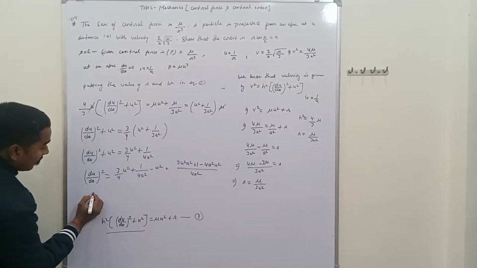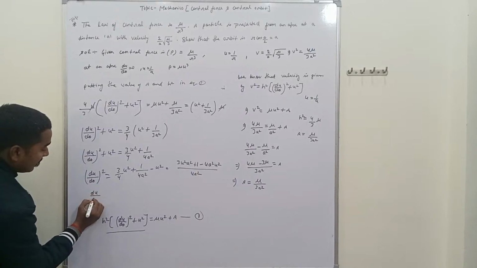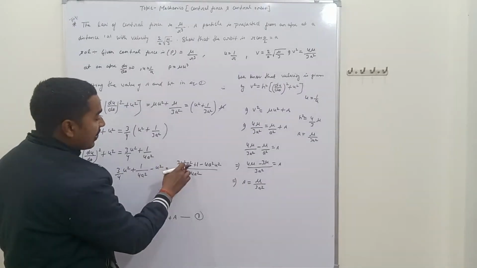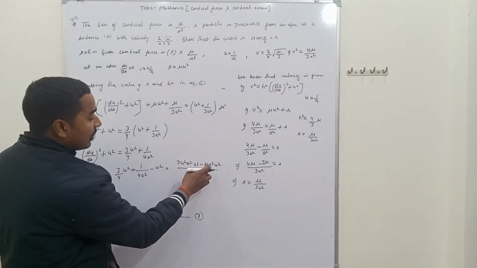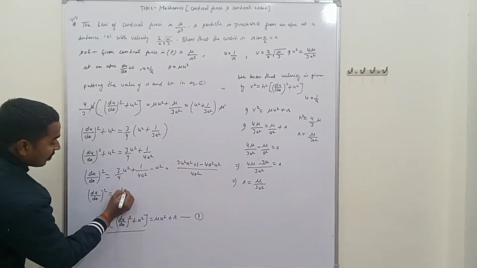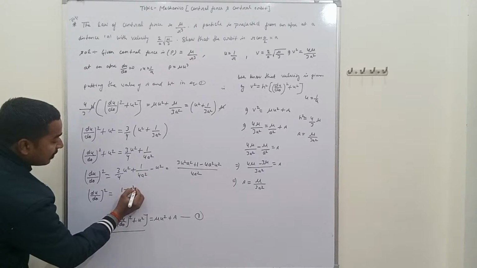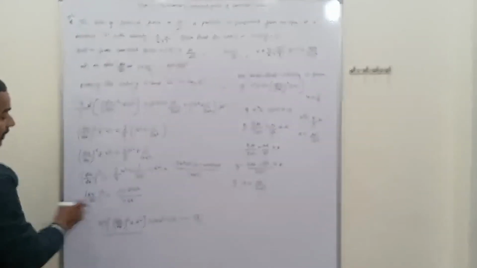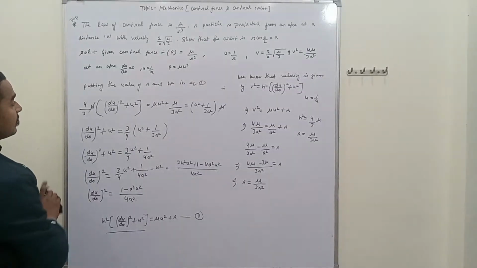that is du upon d theta whole square is equal to, here is 3 u square a square minus of 4 a square u square, that is 1 minus of a square into u square upon 4a square. Further we have to take a square root on both the sides.